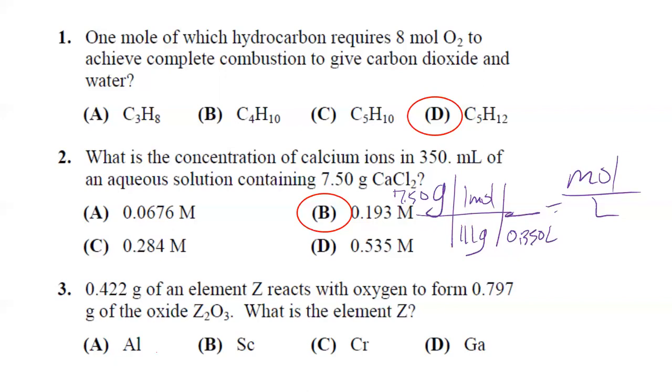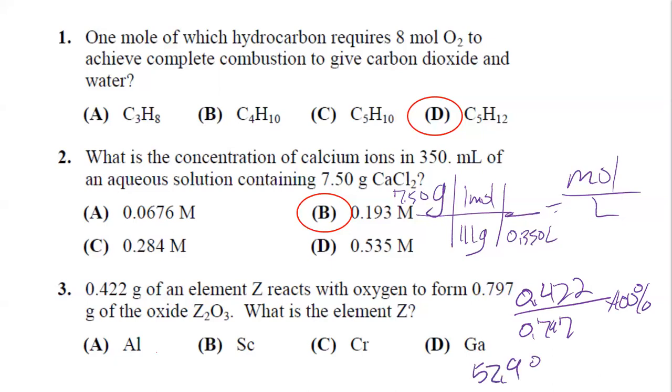So if our compound for our zinc is 0.422 grams out of 0.797, this is going to tell me what percentage of it is just my zinc or my element Z. So 52.9%. Right? That means that the other part, 47.1%, is my oxygen, or just O.